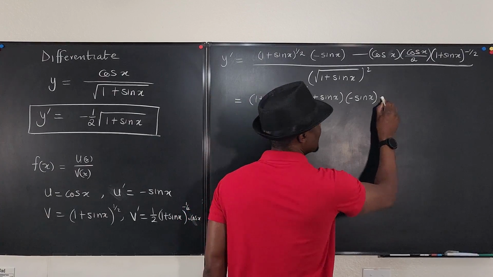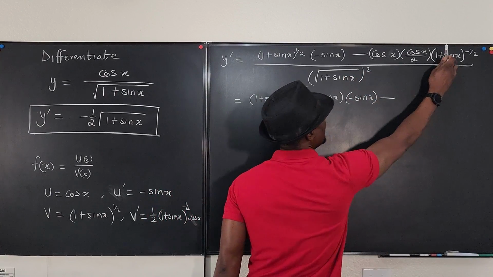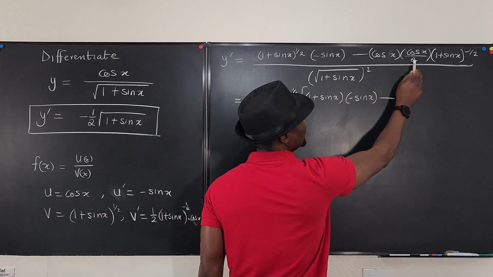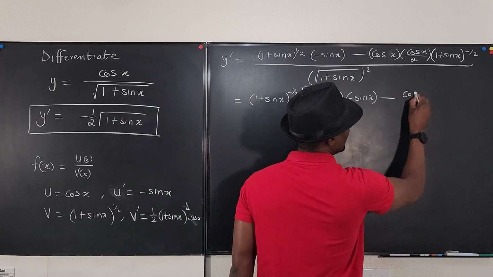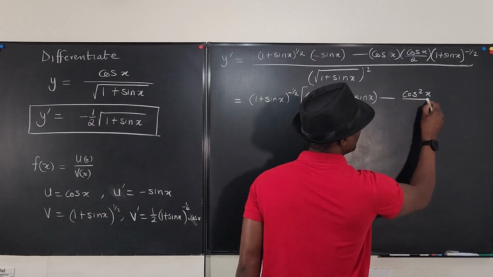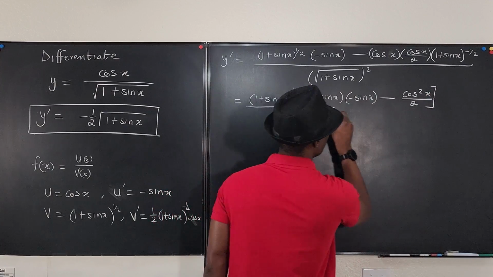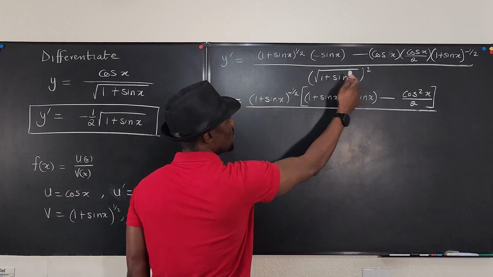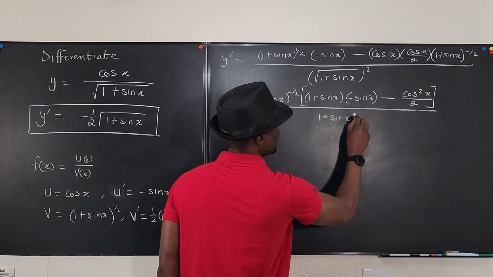Nice. Minus, if I go here, what do I have left? This is gone because I've taken it out. So what I have left is just cosine squared x divided by 2. And this is divided all the way. The square of this is just 1 plus sine x. Nice.